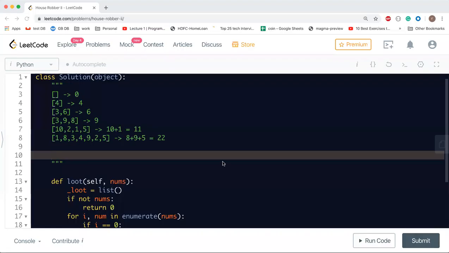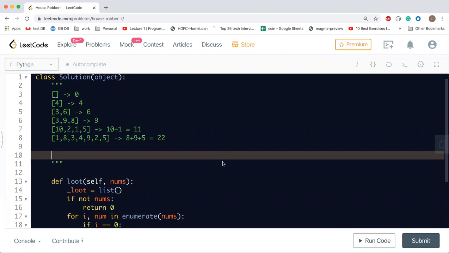So let's see how we are going to solve this. The only difference between the previous house robber problem and this problem is that the first and the last element are connected to each other. That means we cannot choose the first and the last element together.